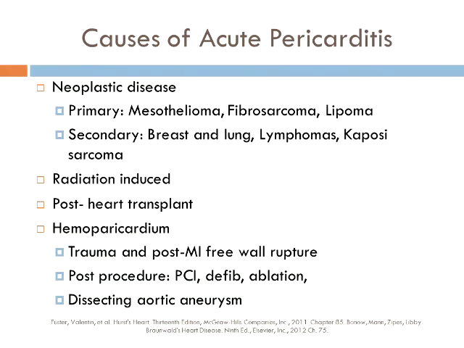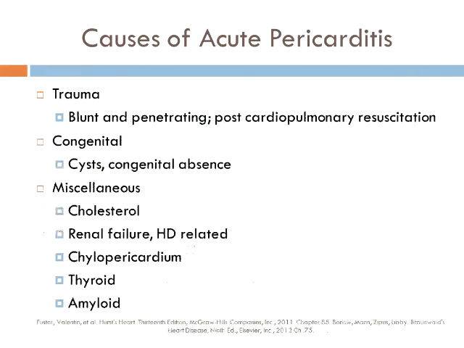Radiation-induced is a common cause. These, a lot of times, are acute causes and then can lead to constrictive causes. They usually have the worst prognosis. Post-heart transplant and then hemopericardium due to trauma. Post-procedures we have to be aware of, and then dissecting aortic aneurysms as well. Also trauma, blunt or penetrating trauma. And then one thing we also have to remember, in post-cardiac pulmonary resuscitation, we can also cause pericarditis as well.